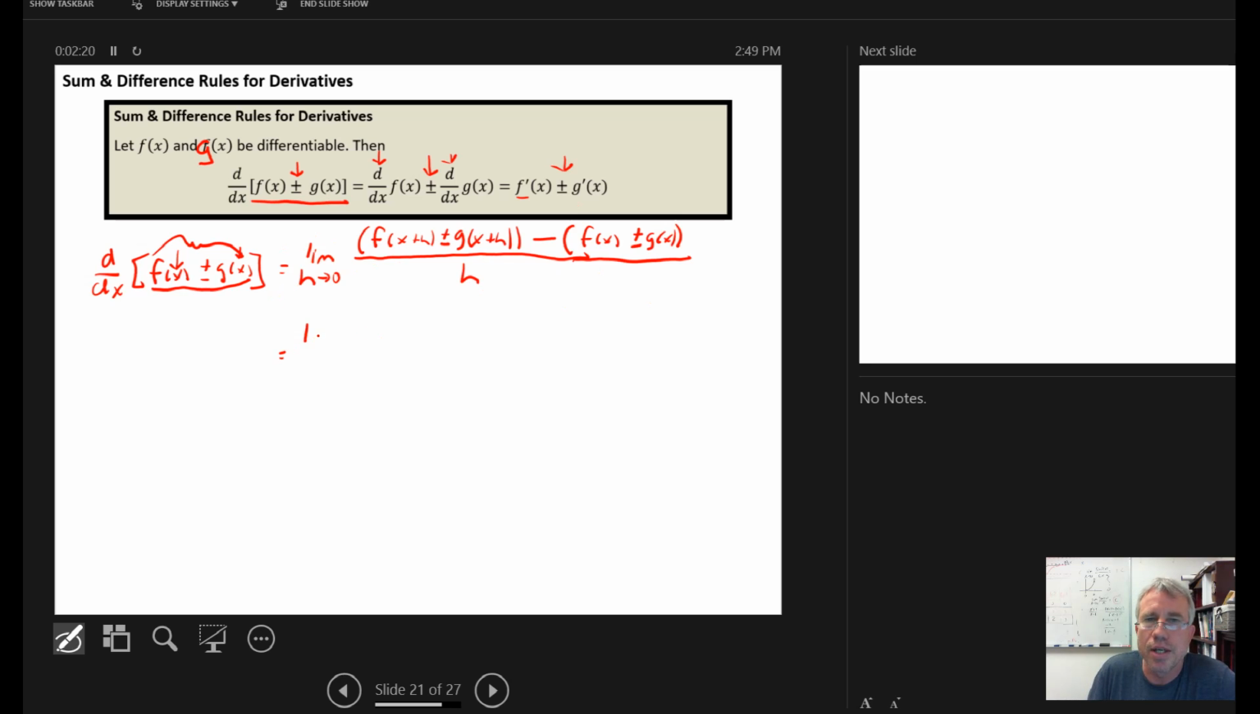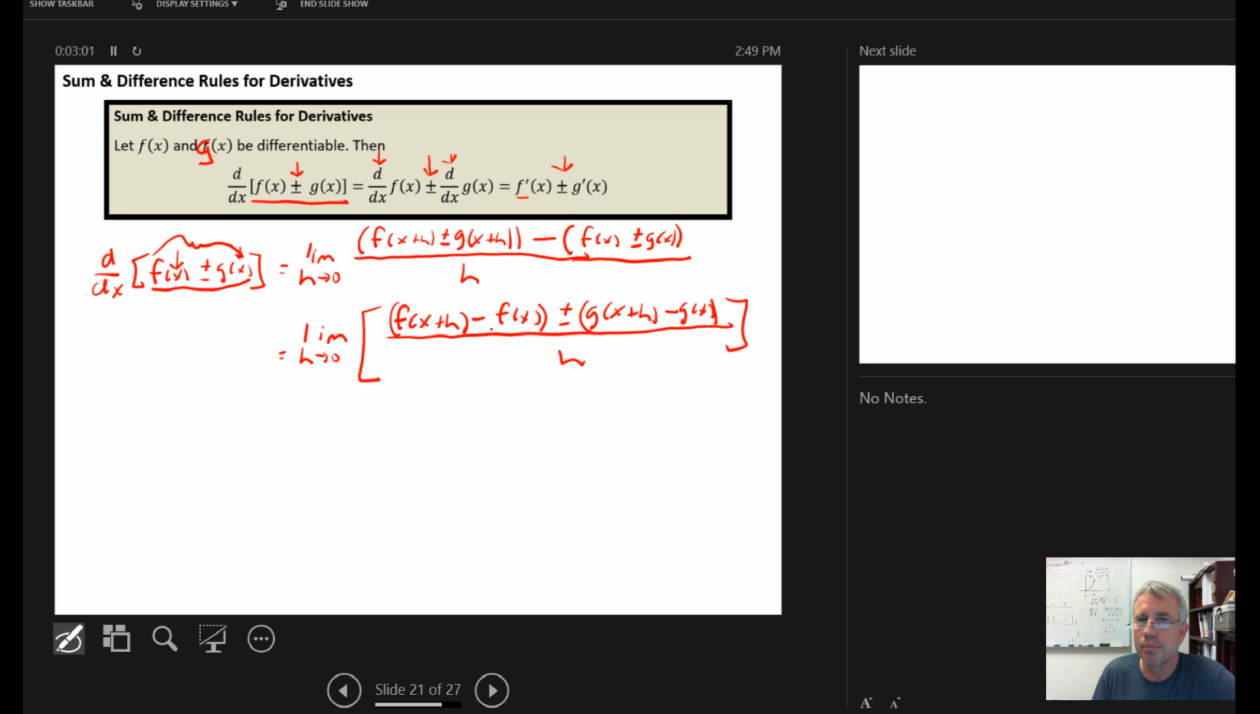And then what you want to notice is that you can do a little bit of rearranging. So we take the limit as h goes to 0 of, we could actually rearrange the numerator as f of x plus h minus f of x. So we get this guy here, and then we would have plus or minus the g of x plus h minus the g of x, just reorganizing the numerator pieces, and it would all be over h.